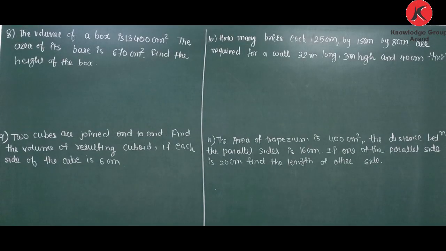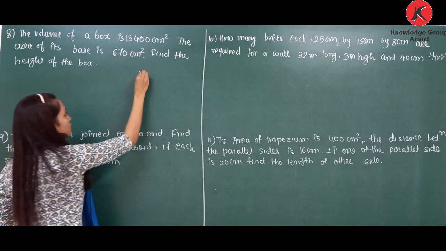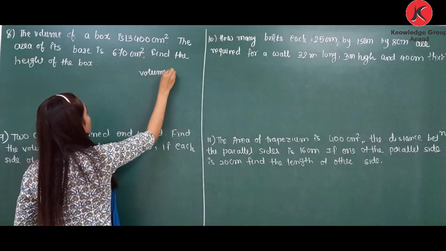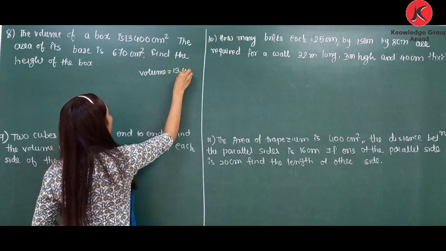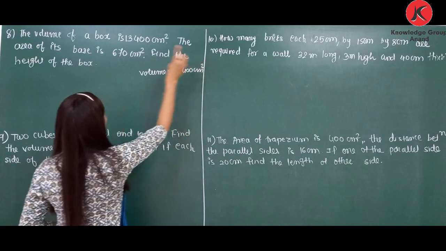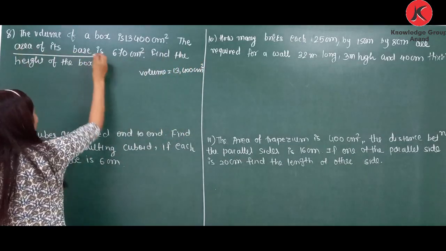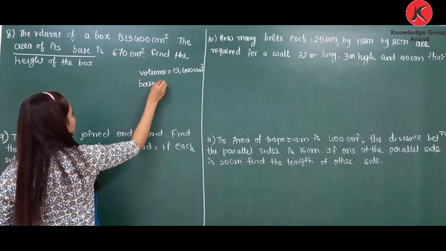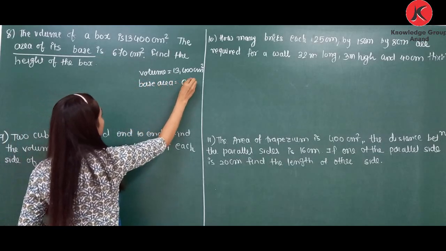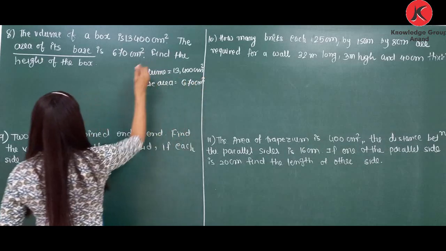Now next example. The volume of a box is 13,400 centimeters square and its base is 670 centimeters square. Find the height of the box. Volume is given in the question. Volume is 13,400 centimeters square. Area of base means base area is given. That is 670 centimeters square and we need to find height.